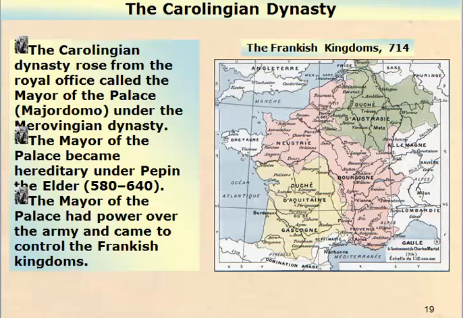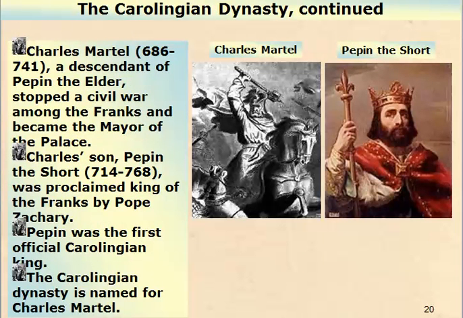Now the Mayor of the Palace gained power over the army and came to control the Frankish kingdoms. The Carolingian dynasty. We have Charles Martel, a descendant of Pepin the Elder. He stopped the civil war among the Franks and became the mayor of the palace. Charles' son Pepin the Short was proclaimed king of the Franks by Pope Zachary.